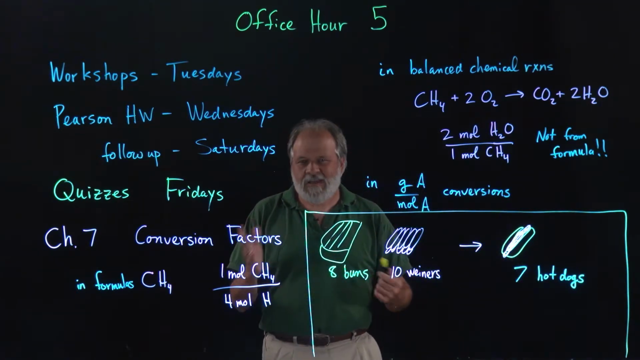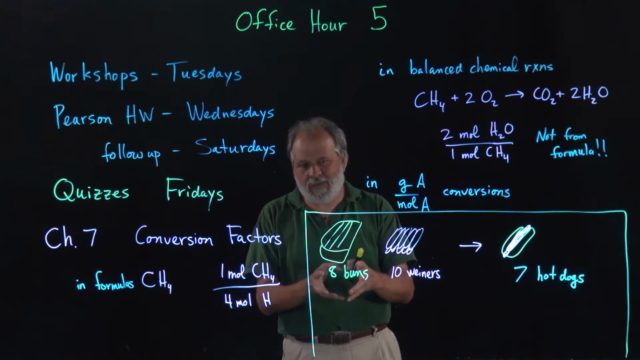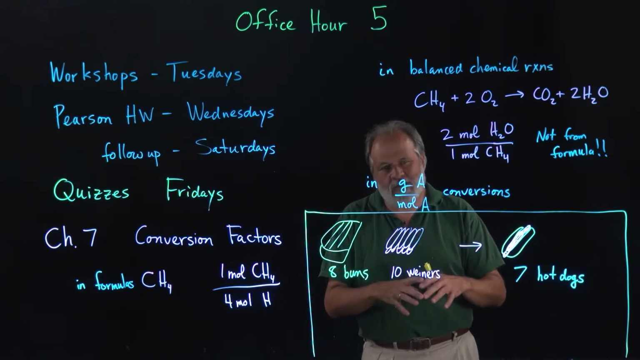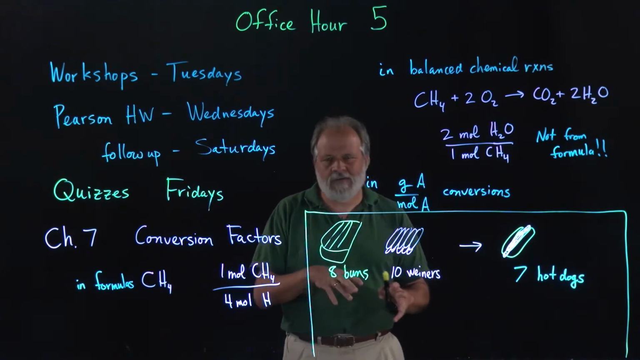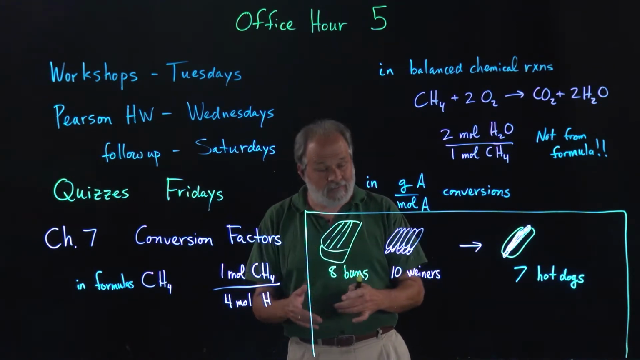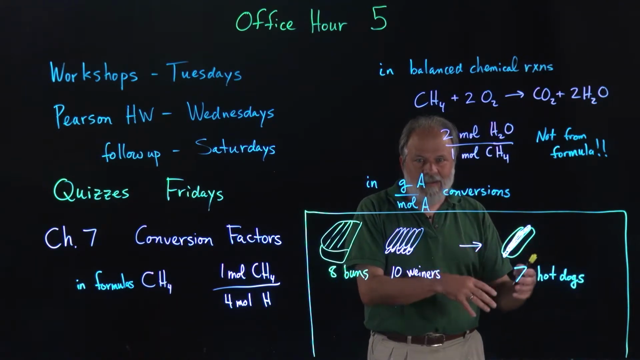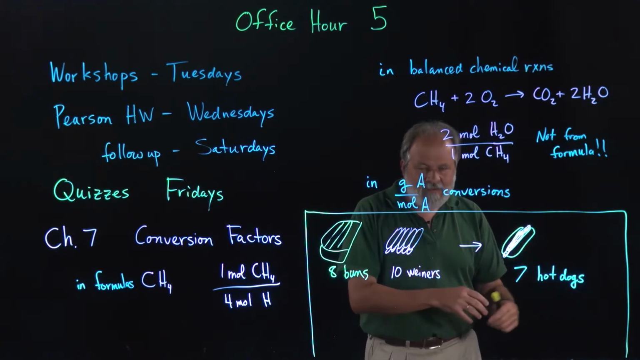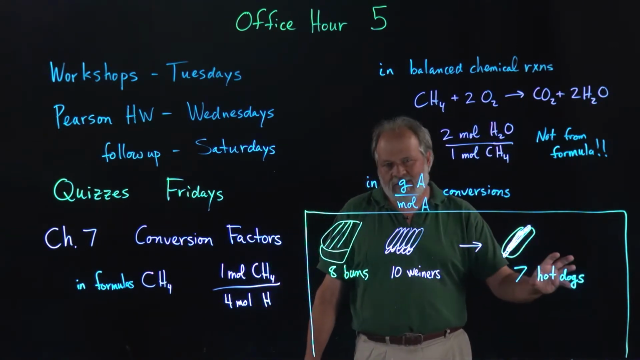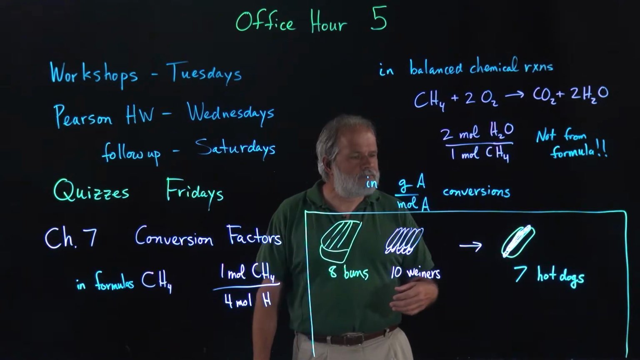So for the percent yield, you can calculate how many hot dogs you can get from 8 buns. That's 8 hot dogs. You can calculate how many hot dogs you can get from 10 wieners. That's 10 hot dogs. The amount you expect is the one from the limiting reactant, which is 8 hot dogs. Then you take the amount you actually got and divide by the amount you expected, and that's called percent yield. So in this example, I expected 8 and I got 7, so that's 7/8 or 83%.